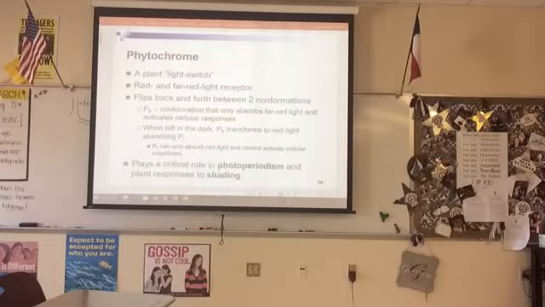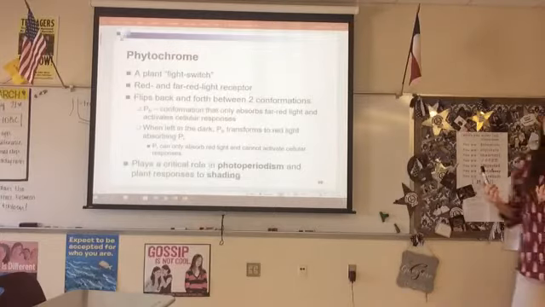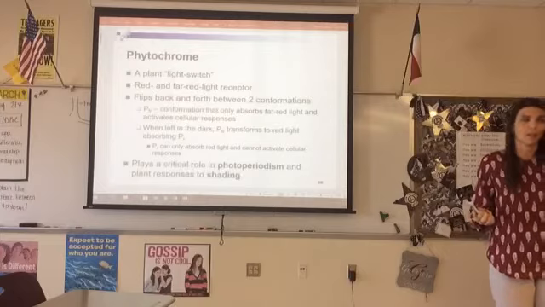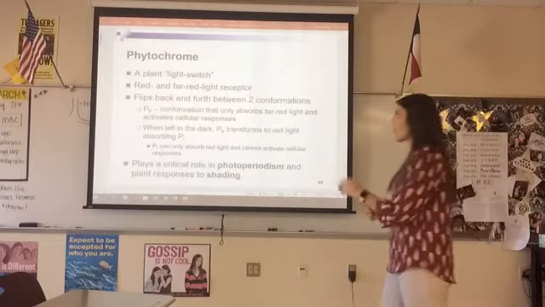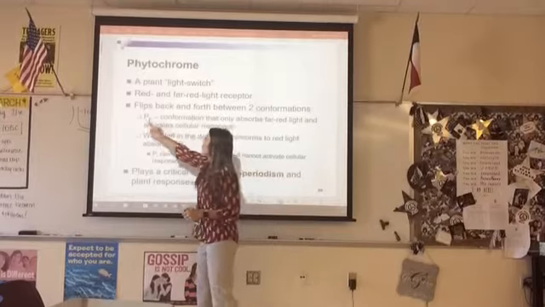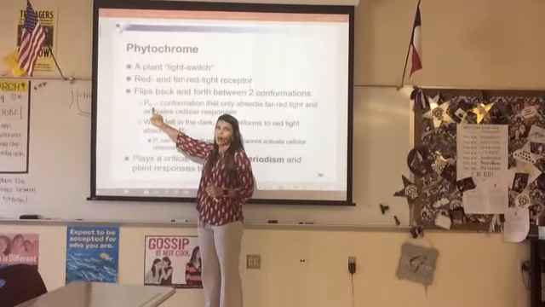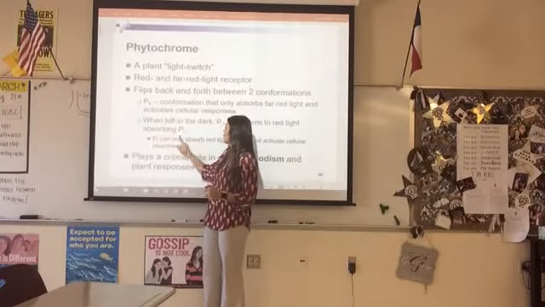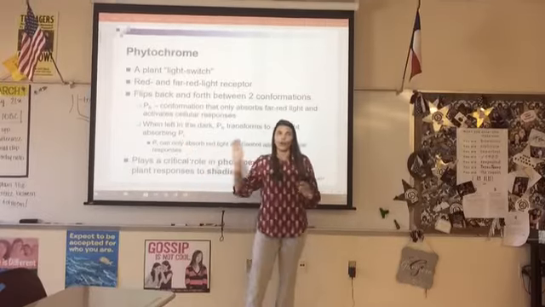So the word up there says phytochrome. Just looking at the word phytochrome, what does phyto tell you? And chrome? Color. This is a colored pigment in a plant. There are two phytochromes: phytochrome far red and phytochrome red. Okay, so far red and red.